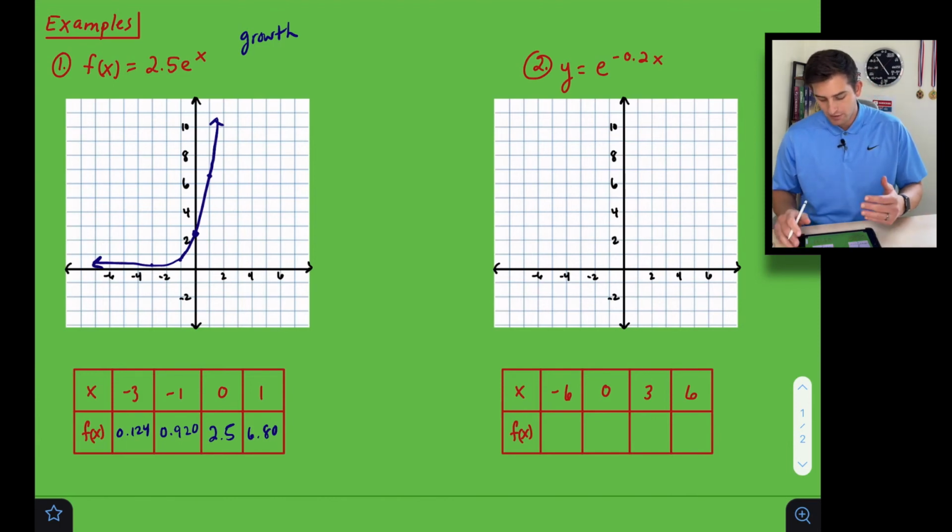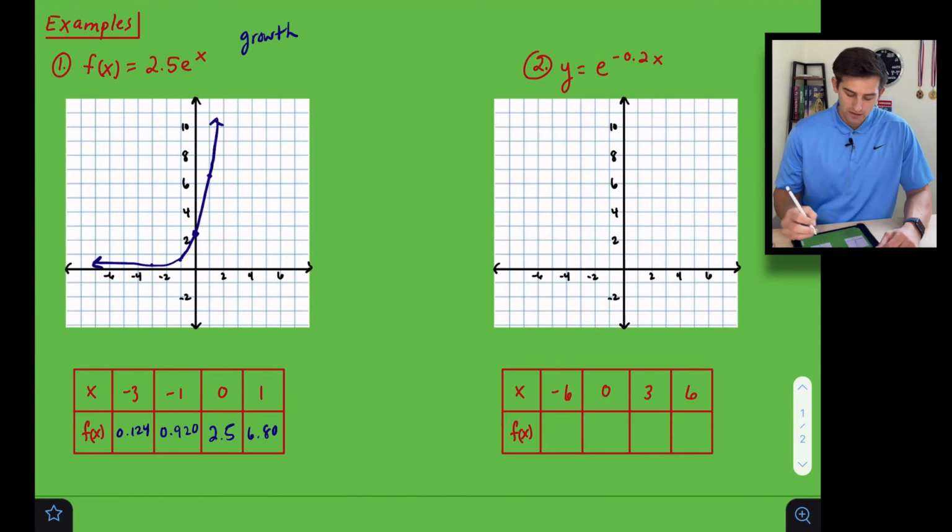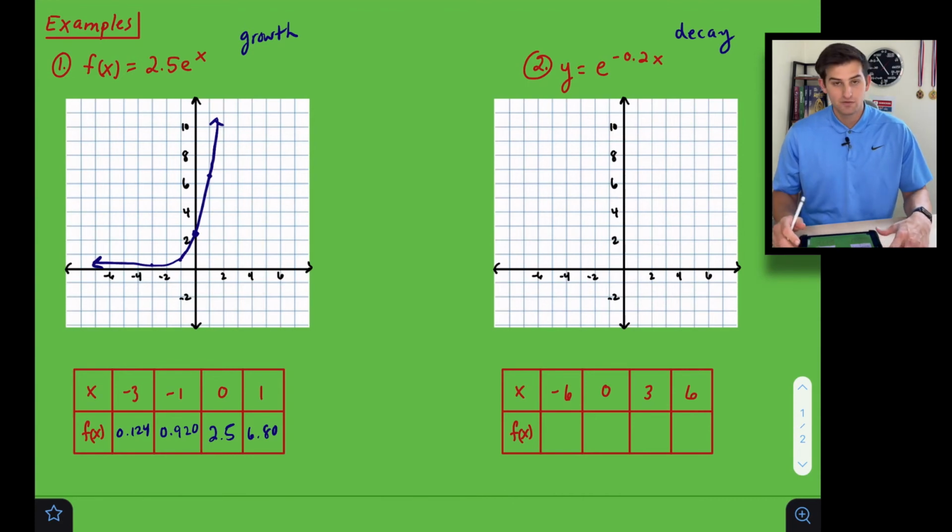All right, number 2, notice we have y equals e to the negative 0.2x. So that negative in there, that's less than 1. So that's telling me this is going to be exponential decay. All right, so now once again, let's plug in some values that we can use for x, use our calculator and plot our graph. Now we don't have an a value here, or we do, it's just 1.